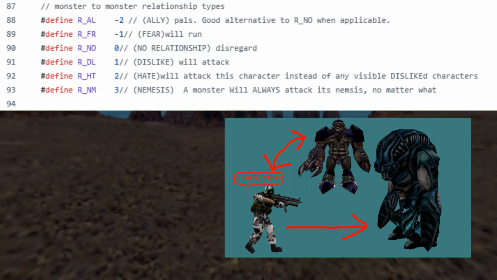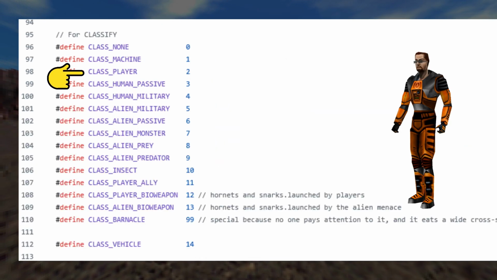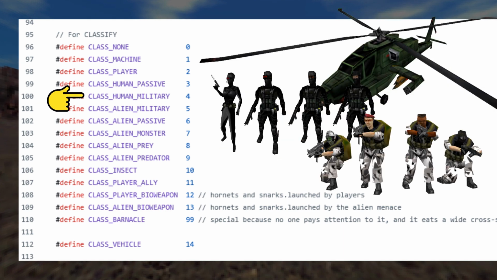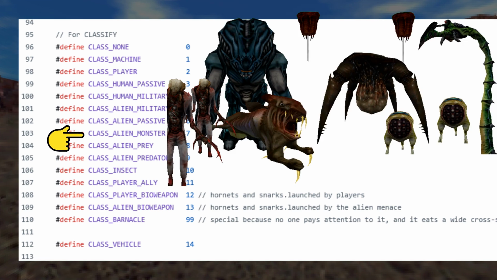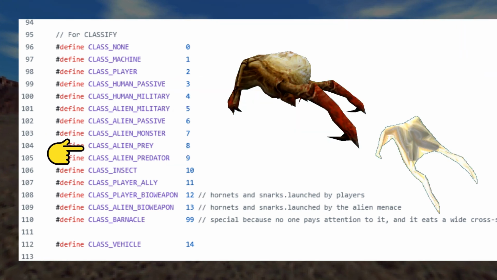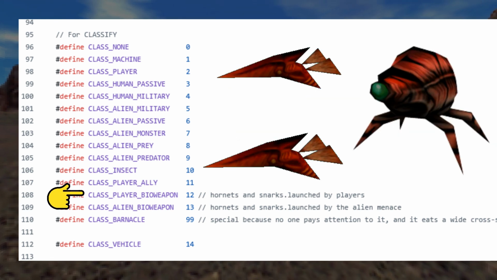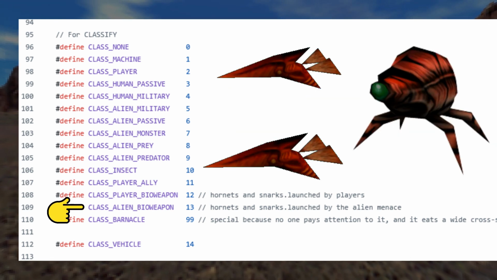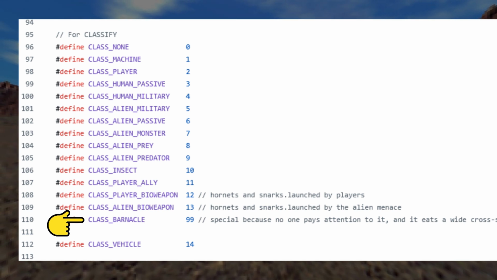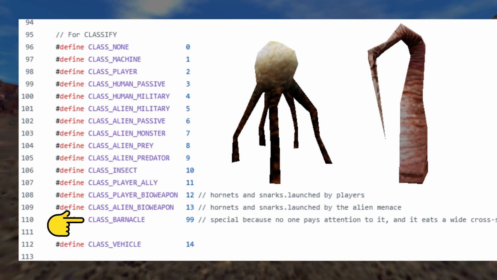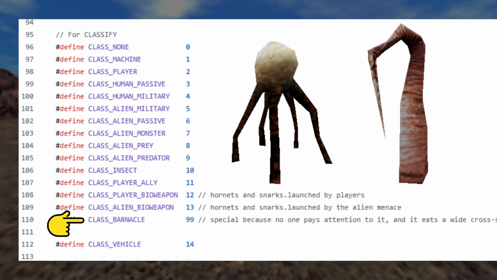Classes are none, machine, player, human passive, human military, alien passive, alien monster, alien prey, alien predator, insect, player ally, player bioweapon, and alien bioweapon. There is also a barnacle class that has the numerical value of 99. This class is not used by the barnacle but by the Xen tree and Xen spore. The barnacle is just an alien monster.